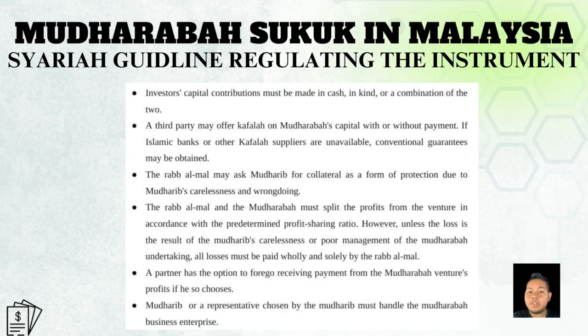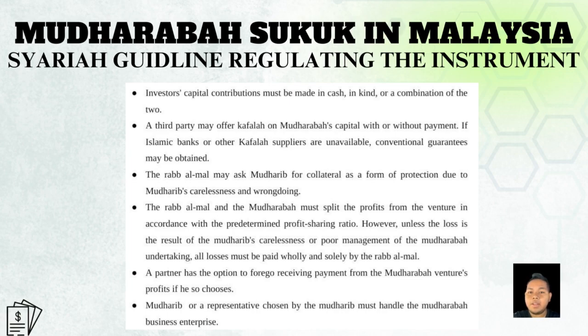Investor capital contribution must be made in cash, in kind or a combination of the two. A third party may offer kafalah or mudarabah capital with or without payment. If an Islamic bank or other kafalah suppliers are unavailable, conventional guarantees may be obtained. The Rabb al-Mal may ask the mudarib for collateral as a form of protection against the mudarib's carelessness or wrongdoing.